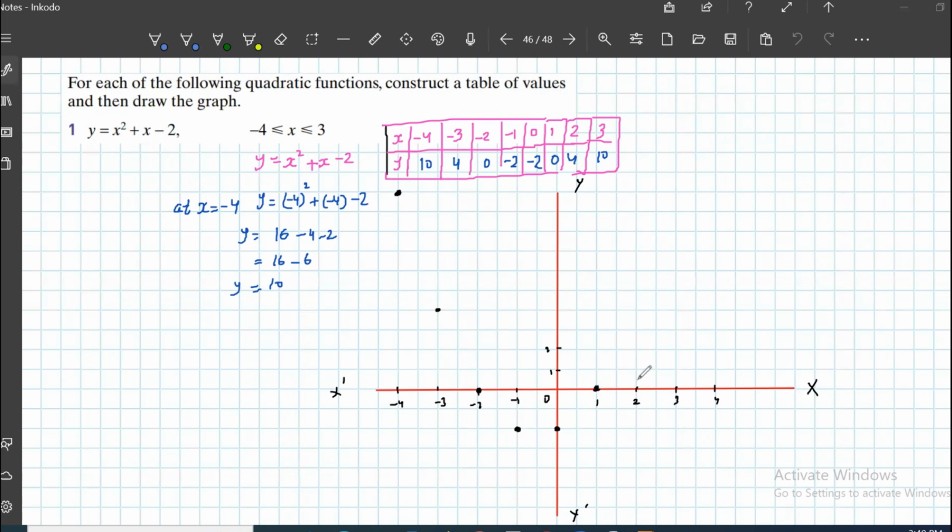2, 4: 2 and 4 units up. 1, 2, 3, 4. This is the point. And at 3 it is 10. So 5, 6, 7, 8, 9, 10. After this we will just connect all these points. Once we connect, remember that this is a curve, so no need to use a scale, just connect with the help of your hand without using a scale. And remember that it's a curve.